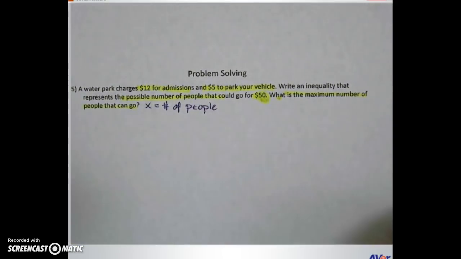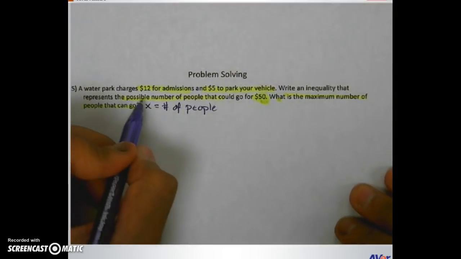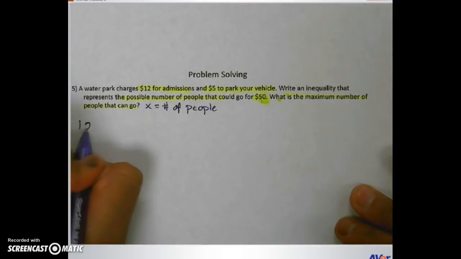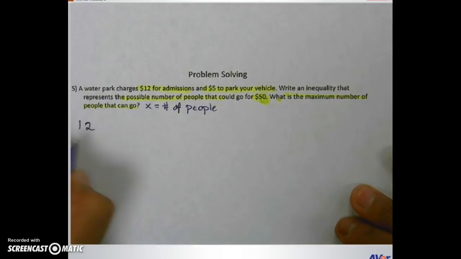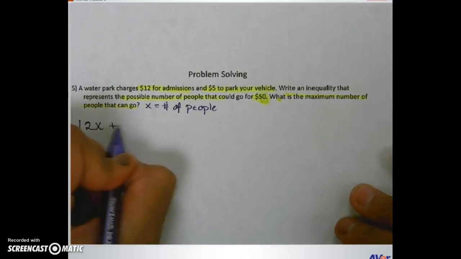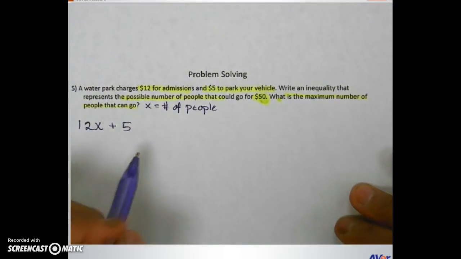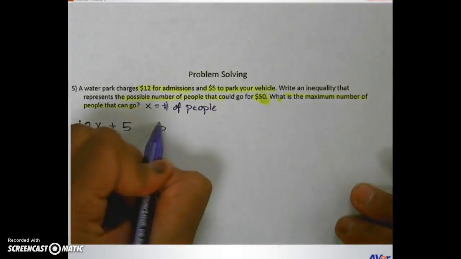All right, so here is what I think is going to be a good one. I'm going to spend $12 for each person. So that's $12 for every person, but I don't know how many people I'm taking, so I'm going to put x. Plus, I'm going to pay to park my vehicle. If there's a lot of us, maybe we just take a big old van. Now my budget, though, is $50. So this is how much I'm spending.